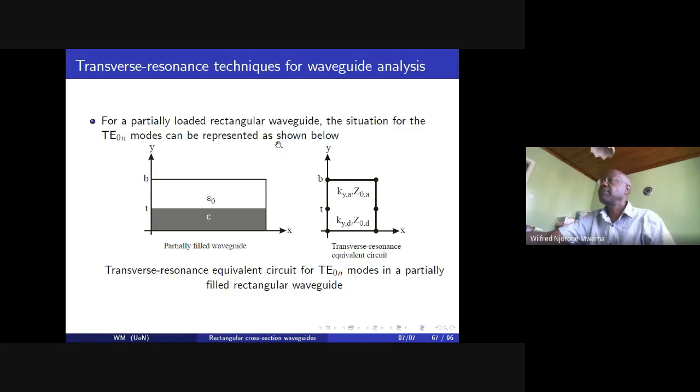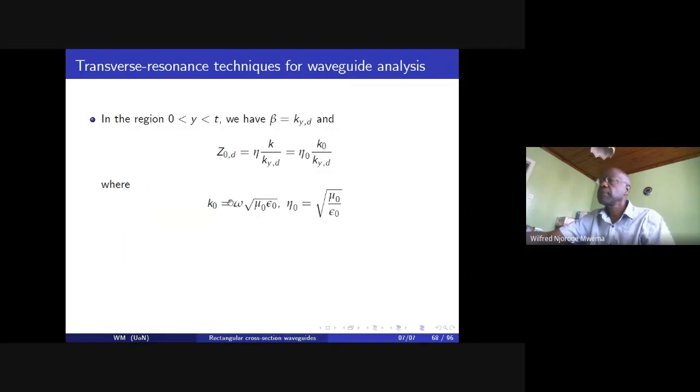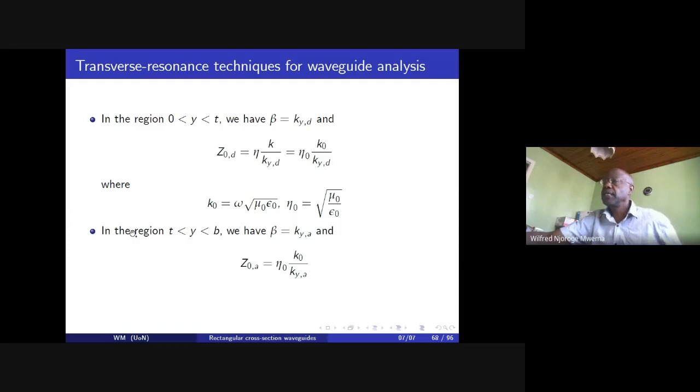So for the partially loaded rectangular waveguide, the situation for the TE0n modes can be represented as shown there. That is, again, we have our guide length here, and this is the distance we are talking about. Then we look towards the generator or towards the load. And in the region 0 less than Y less than T, we have beta equals Ky of D, and we can have a value of Z0 for the dielectric equal to eta K by Ky of D, where K0 is omega root mu0 epsilon0, and eta0 is root mu0 by epsilon0, which is the intrinsic impedance of free space. In the region in the air, we have beta equal to Ky of A, and then Z0 of A is just going to be given by that value there.